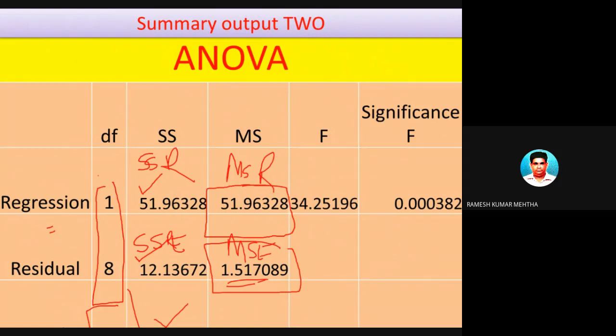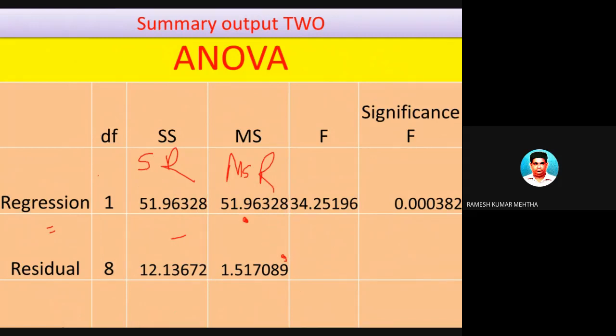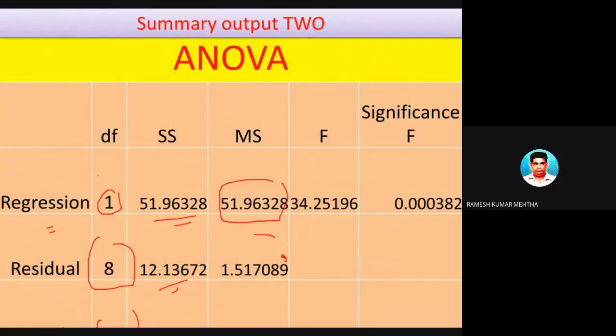Now, how do you calculate this? How did we arrive at these particular figures of 51.9632, 1.571 and 1.17089? After you have calculated these figures, I am going to show in the next discussion how we got the degrees of freedom. Now let's calculate how we got this particular figure.